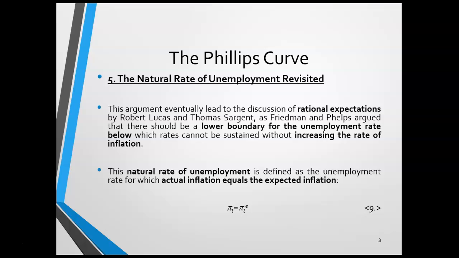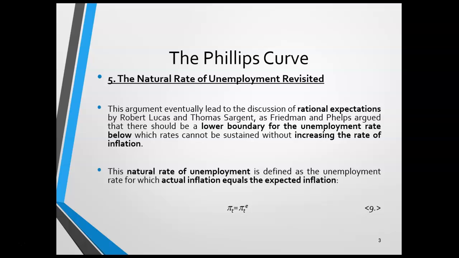Friedman and Phelps phrased the argument a little bit more simply. In essence, what they said is there's got to be a lower level for the unemployment rate, below which rates cannot be sustained without increasing the rate of inflation. So if unemployment becomes tight enough, eventually inflation has to accelerate, and that over longer periods of time has to push aggregate supply back. This natural rate of unemployment that is associated with this lower bound is the unemployment rate for which the actual inflation rate equals expected inflation.